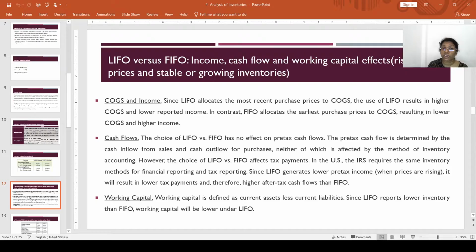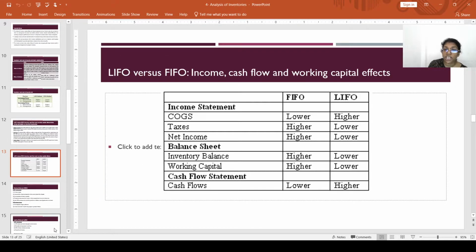Then what is the impact on the working capital? Working capital is defined by the current assets minus current liabilities. Since LIFO reports lower inventory than the FIFO method, working capital will be lower under the LIFO method. So you can see the impact on these ratios as well: the cost of goods sold, tax, net income, in the balance sheet, inventory balances, working capital, and the cash flow statement, you can see in this chart as well.